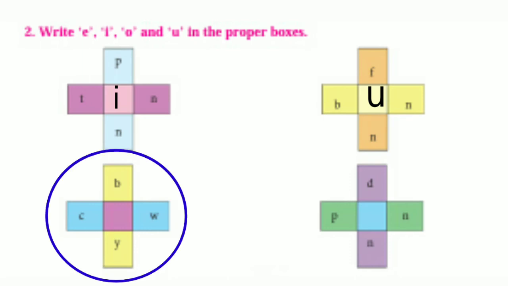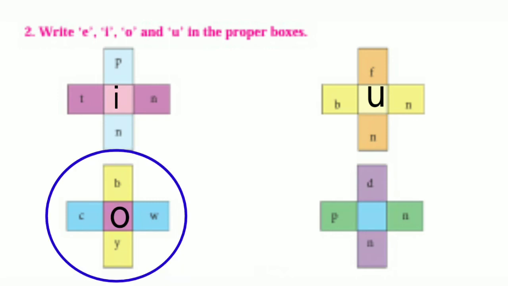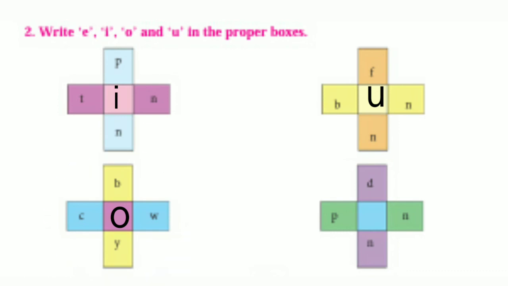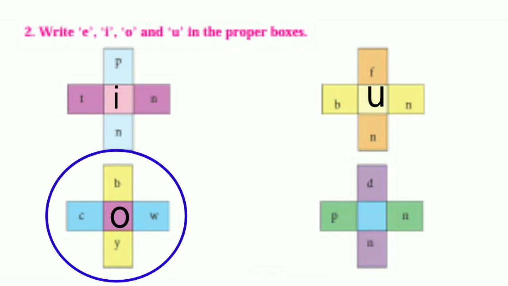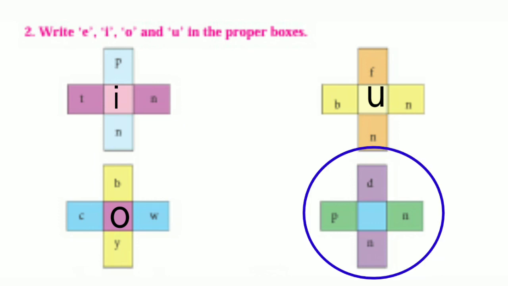Next box. B box Y, C box Y. We will write here O. So it will be BOY boy, COW cow.